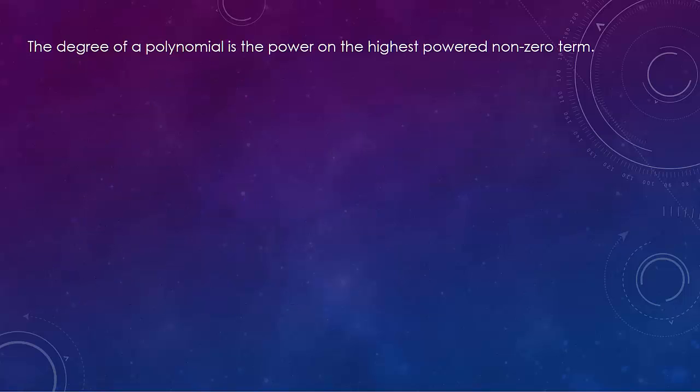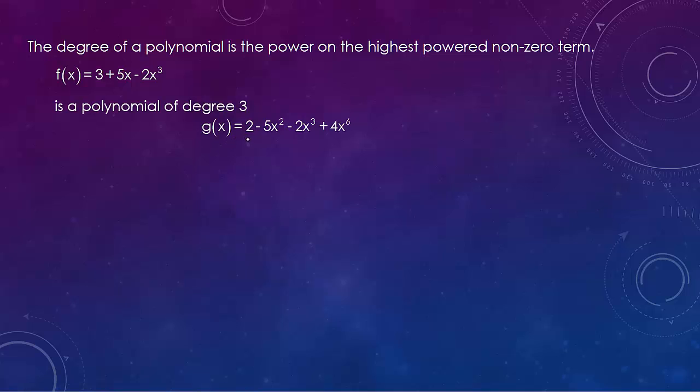The degree of a polynomial is the power on the highest powered non-zero term. So if f of x is 3 plus 5x minus 2x cubed, we can see the highest powered term here is the cube. That's a polynomial, therefore, of degree 3. G of x is 2 minus 5x squared minus 2x cubed plus 4x to the 6. The highest powered non-zero term is the x to the 6, so that's a polynomial of degree 6.